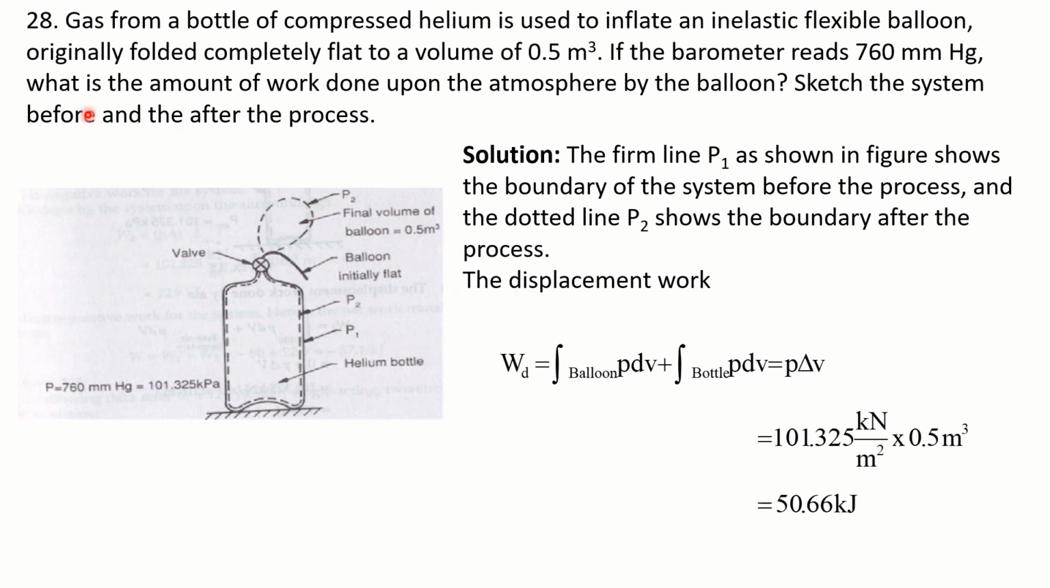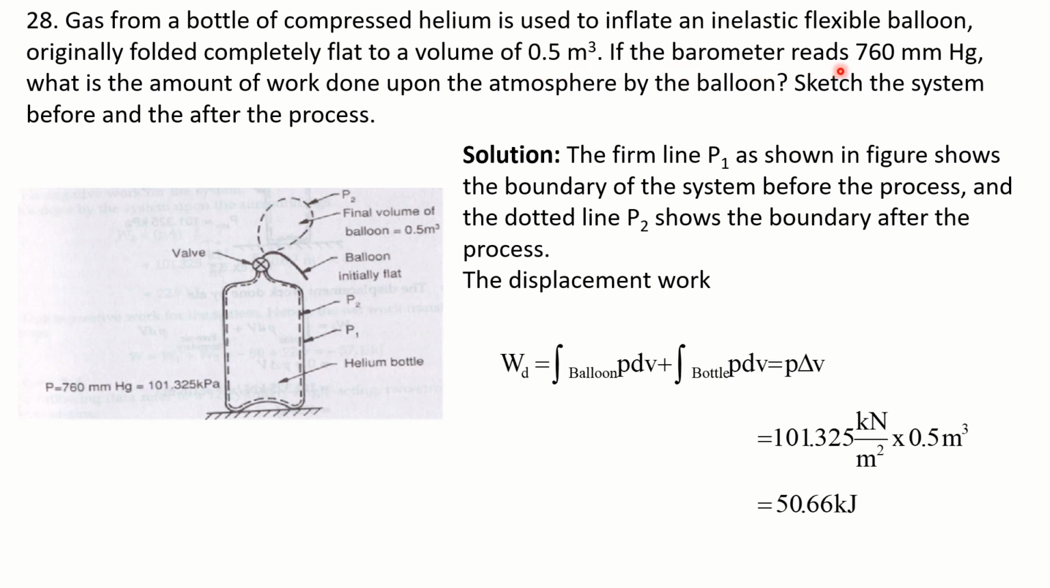So let me start with this example. Gas from a bottle of compressed helium is used to inflate an inelastic flexible balloon. This is the bottle. Then I have a balloon. Once I open this valve, this helium gas will get into this balloon. Then it will take this shape, originally folded, completely flat, to a volume of 0.5 meter cube.